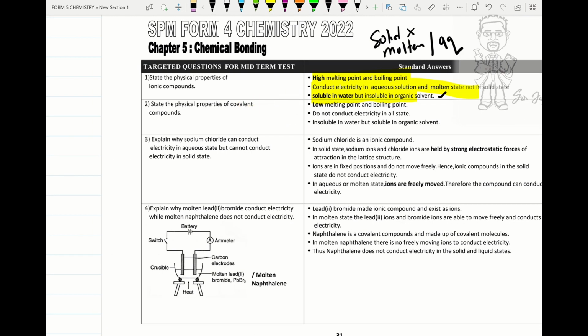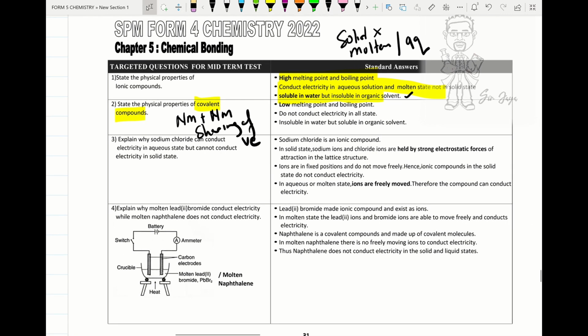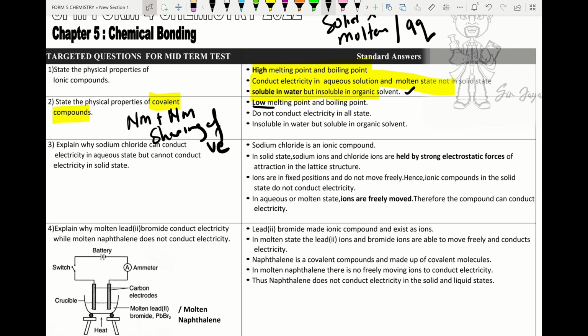Next, we go for covalent compounds. Covalent compounds are made up of non-metal plus non-metal elements, and there is sharing of valence electrons between the non-metal elements. Their physical properties: they have low melting and boiling points due to the weaker intermolecular forces of attraction, or van der Waals forces of attraction, between the molecules. Thus less heat energy is required to overcome the forces of attraction, and they exist as neutral molecules. Therefore, all covalent compounds do not conduct electricity except acid, because acid can ionize in water to produce hydrogen ions.